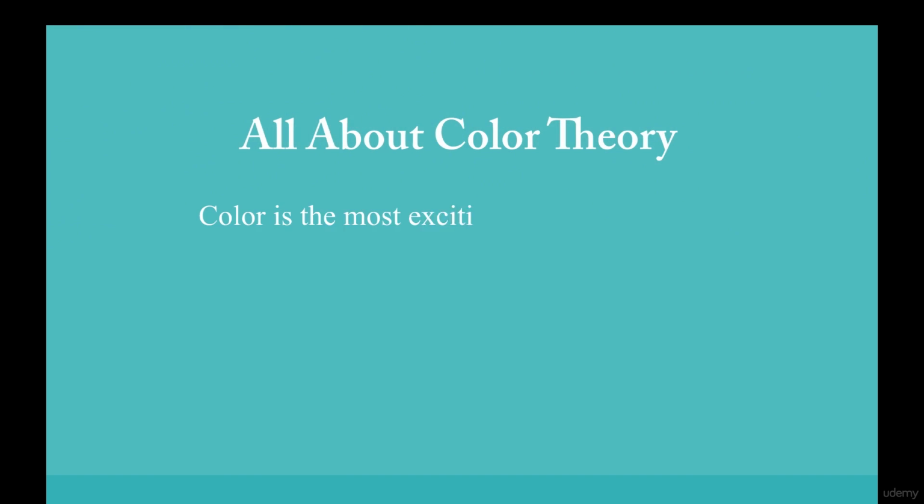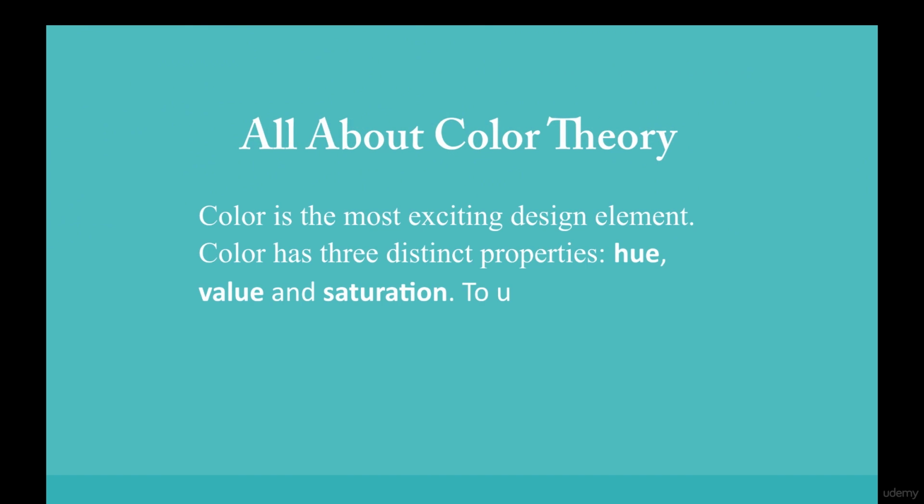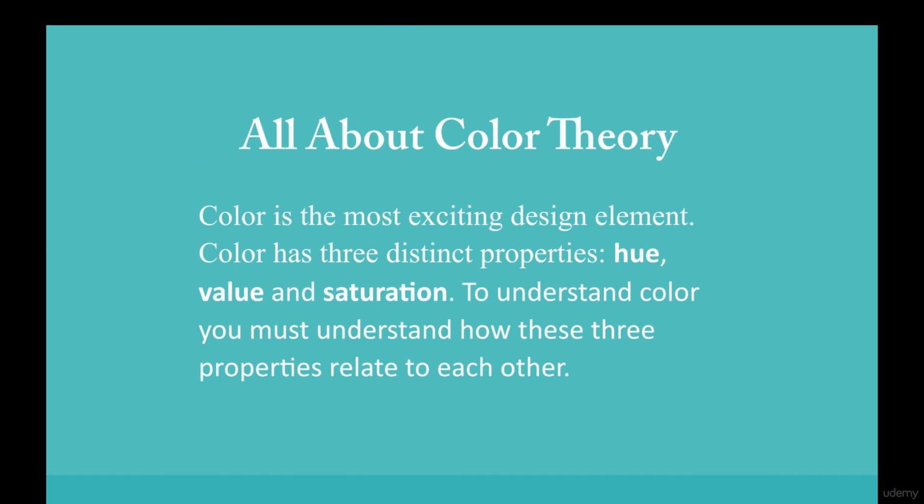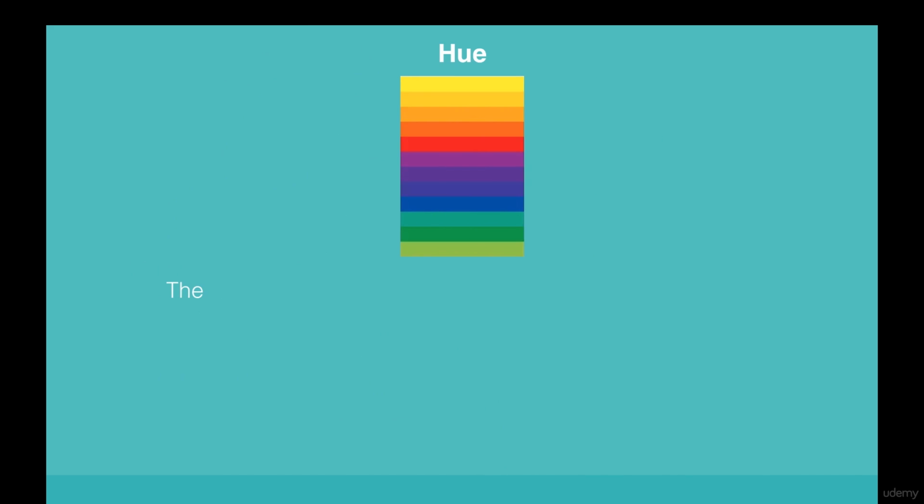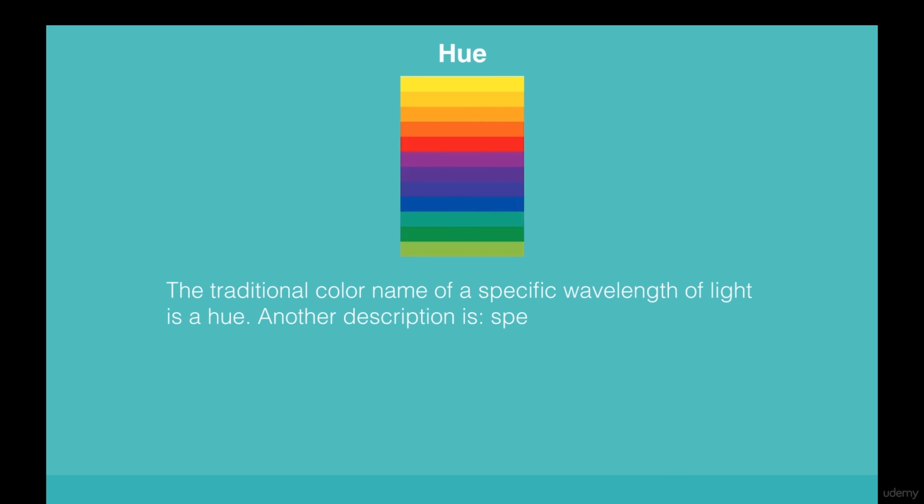All about color theory. Color is the most exciting design element. Color has three distinct properties: hue, value, and saturation. To understand color, you must understand how these three properties relate to each other. Hue. The traditional color name of a specific wavelength of light is a hue.